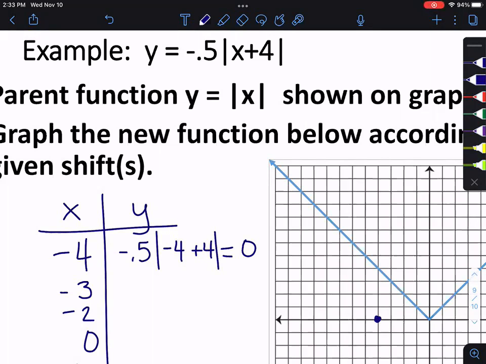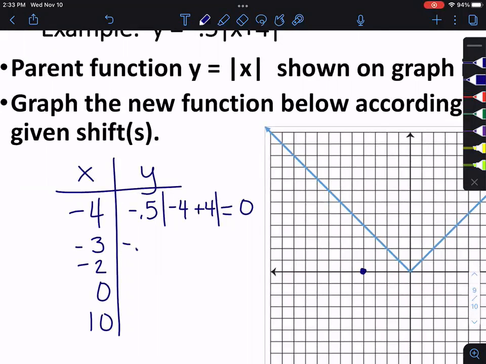Then we're just going to repeat this process for -3, -2, 0, and then 10. So -0.5 times the absolute value of -3 + 4. Again, making sure you use your order of operations, you must simplify inside your absolute value bars first. So -3 plus 4 is 1. The absolute value of 1 is 1. 1 times -1/2 is -1/2. So that gives us the ordered pair -3, -1/2, which is right there.